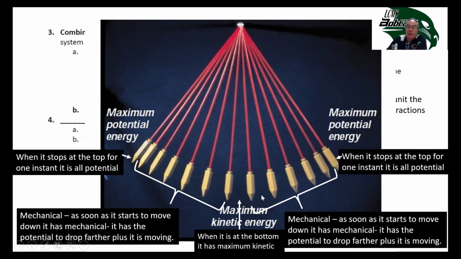And then as it starts to move back up, it's gaining potential energy again because it has the ability to do things based on its stored position. This would be gravitational potential energy as it goes up. But it's also still moving, so it has kinetic energy too. So in this whole time where it has potential and kinetic, this is what we call the mechanical energy.